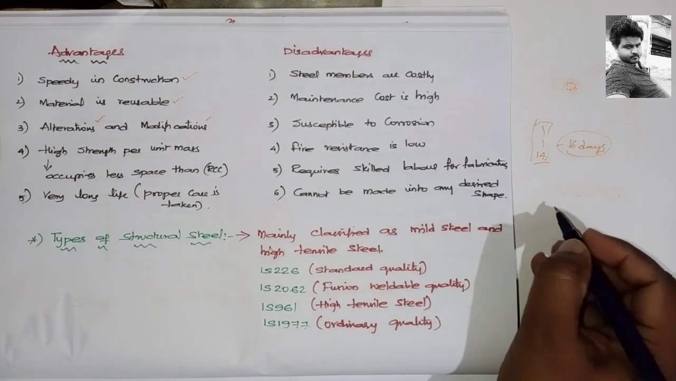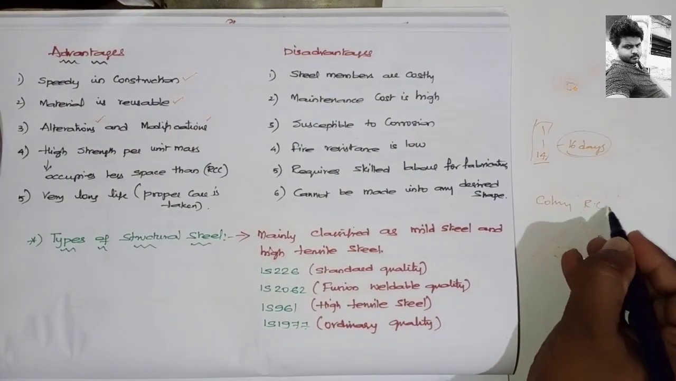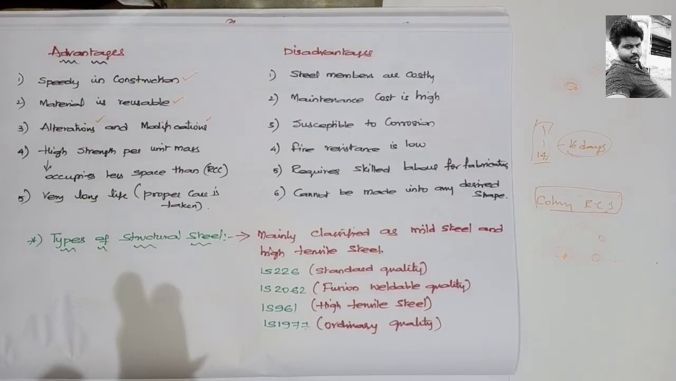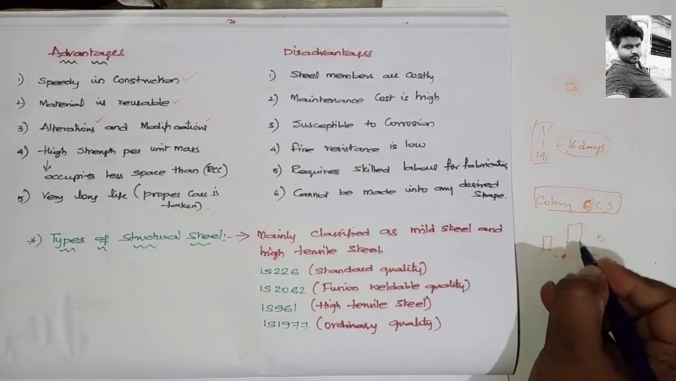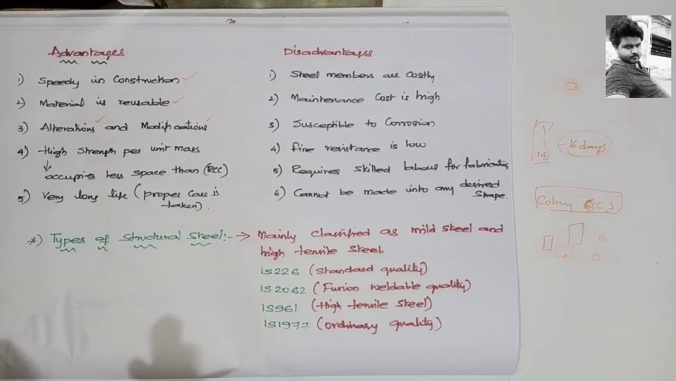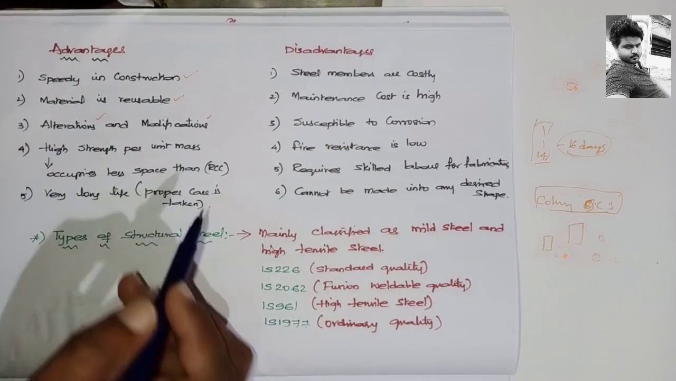So generally, if I take a column made up of RCC, in earlier days we were supposed to make a column of huge size with concrete structures. Now, after introducing steel in the columns, we have reduced our column size. Earlier it used to be somewhat like this. Now we have reduced it, because of what? We are increasing the load carrying capacity and decreasing the size of the column. That is the importance of steel, and it occupies less space.